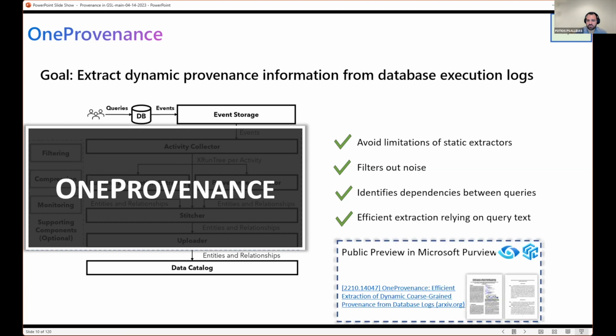Now, I should also note that this feature, OneProvenance, is currently in public preview in Microsoft Purview, so it's in production. Feel free to go ahead and check it out. And also recently we published a preprint that is on arXiv, but more than happy to share with you later on.